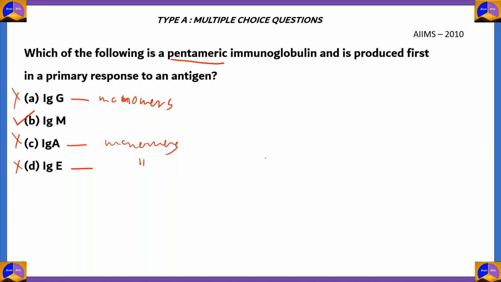IgG is used for remembering antigens. IgA is the immunity which is present in mucous membranes. So when some antigen is stuck against a mucous membrane, IgA acts on it, and IgE is the antibody which is infamous for producing allergic reactions. And since all of these are monomers, we can safely say that IgM is the right answer because, one, it is pentameric, and two, it is produced first in a primary response to an antigen.